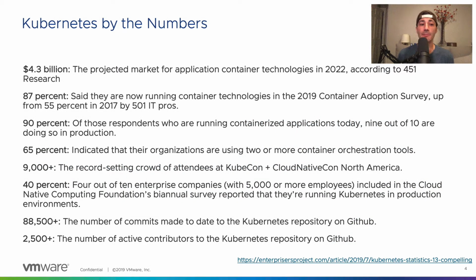If we look at Kubernetes by the numbers, 4.3 billion is the projected market for containerized applications by 2022. This is all, again, according to 451 Research. The link's down here at the bottom. You can go and check it out. 90% of the respondents say they're running some sort of containerized applications today, and 9 out of 10 are doing so in production. Maybe you're one of those, maybe you're not, maybe you're trying to figure out what all this means. That's what we're trying to help our customers with too. We're trying to help you understand this journey, and we want to help you be a part of it too. And you can just see the active number of contributors happening to the repository on GitHub.